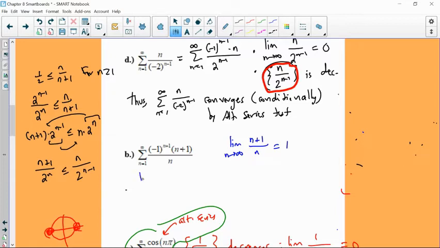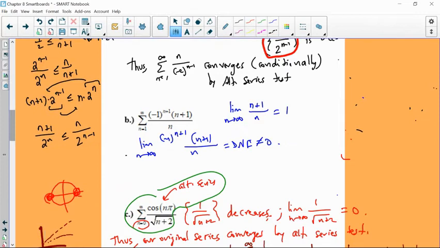Because think about that for a second, like the limit as n goes to infinity of negative 1 to the n plus 1, times n plus 1 over n, that's going to be bouncing back and forth between 1 and negative 1. So that will not exist. And does not exist is not 0, right? So I know that this will diverge, again, not by alternating series test, but by the nth term test. So it diverges by nth term test. Okay.